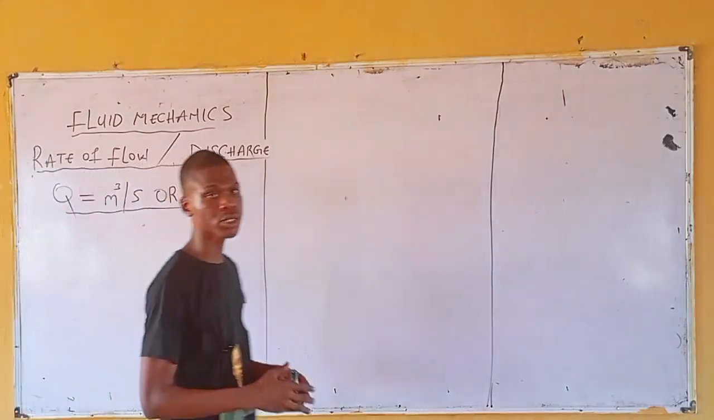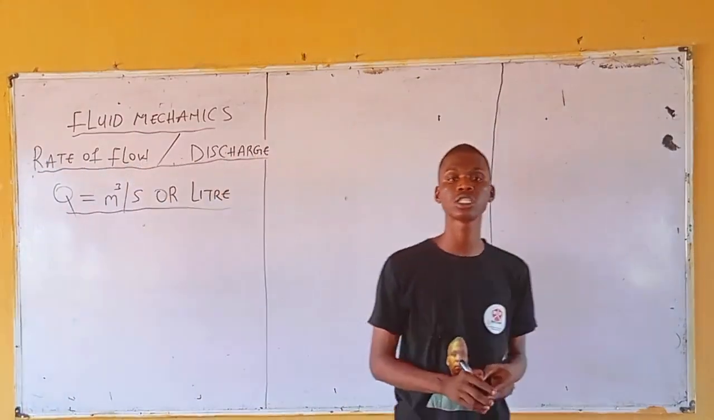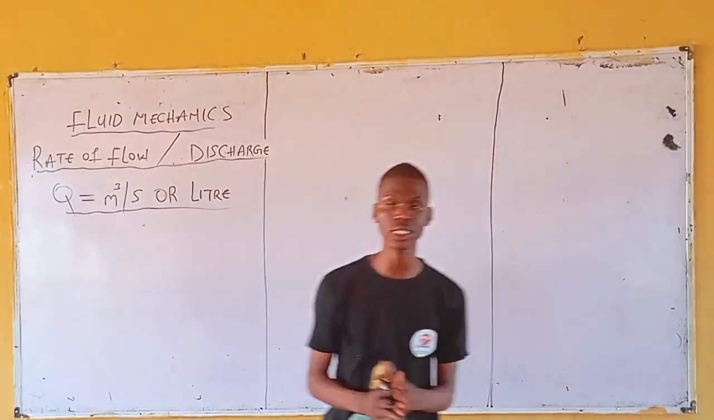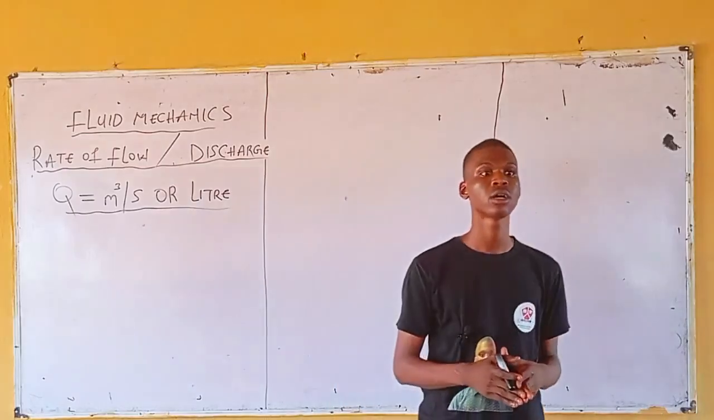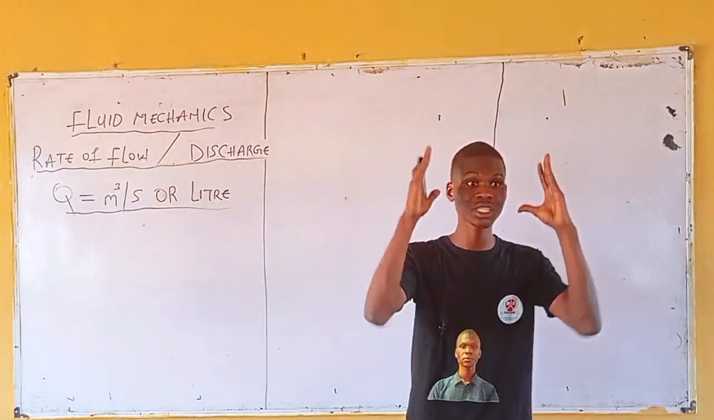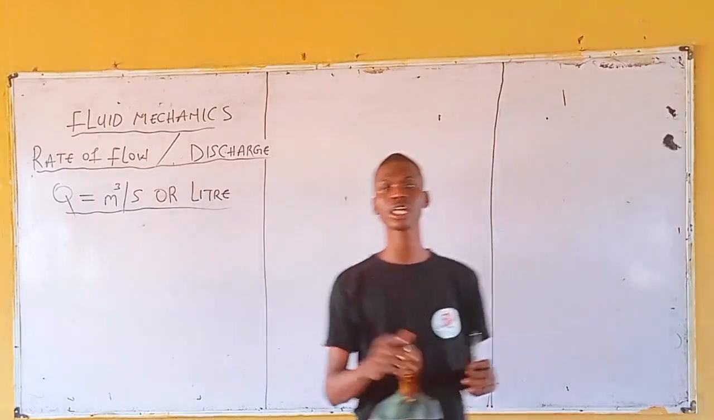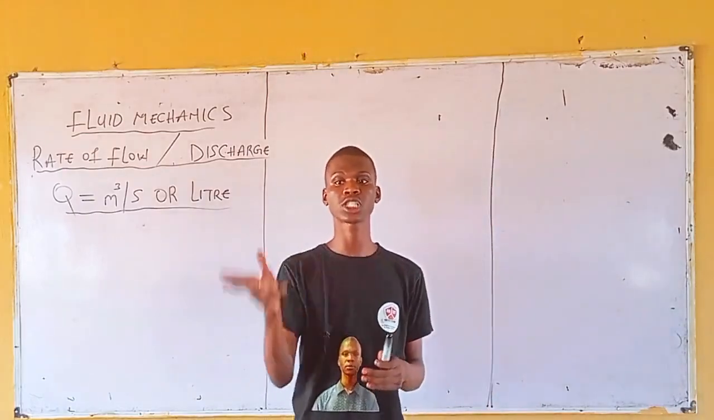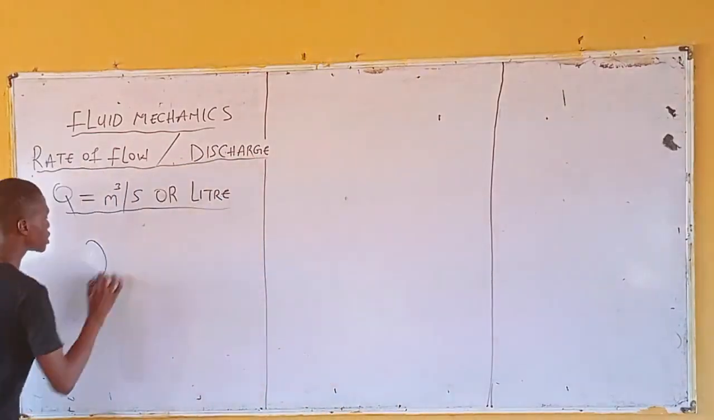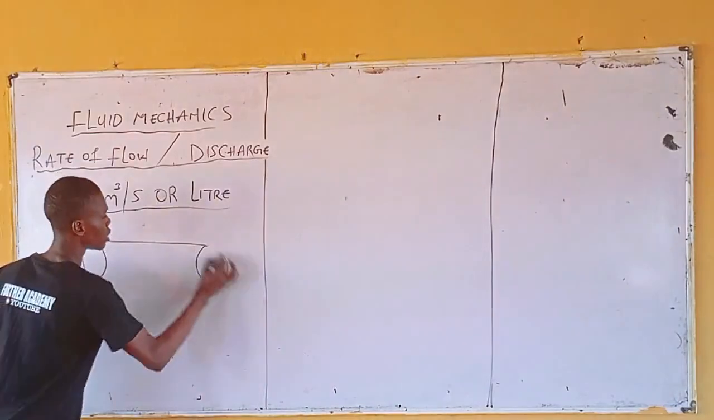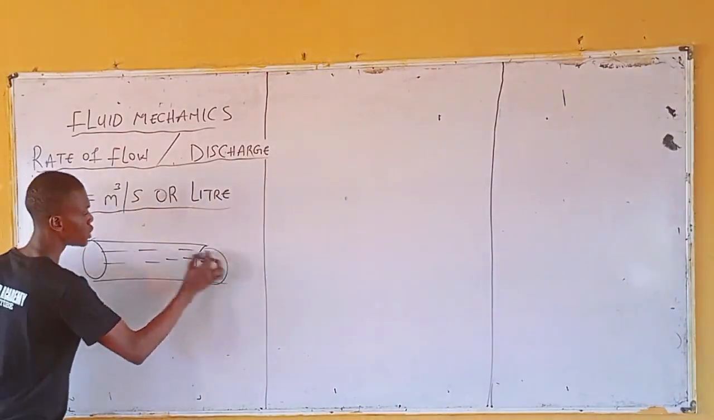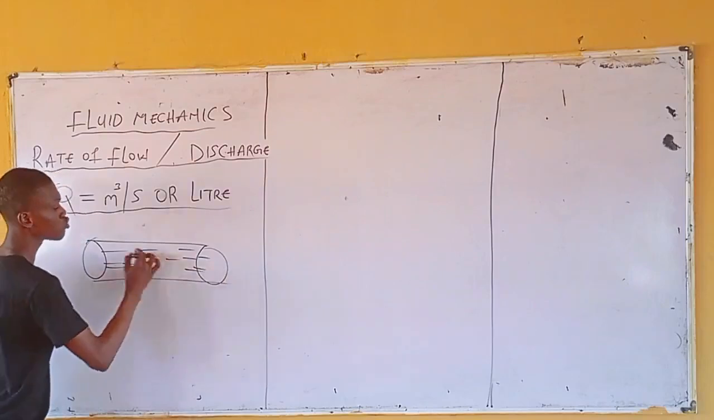By definition, what do you say? We said rate of flow is defined as the quantity of liquid flowing per second through a section of a pipe, or a channel, meaning pipe or channel. Let's do a practical illustration of that. Let's say you have this pipe, and you have fluid flowing. This fluid is flowing with respect to time.